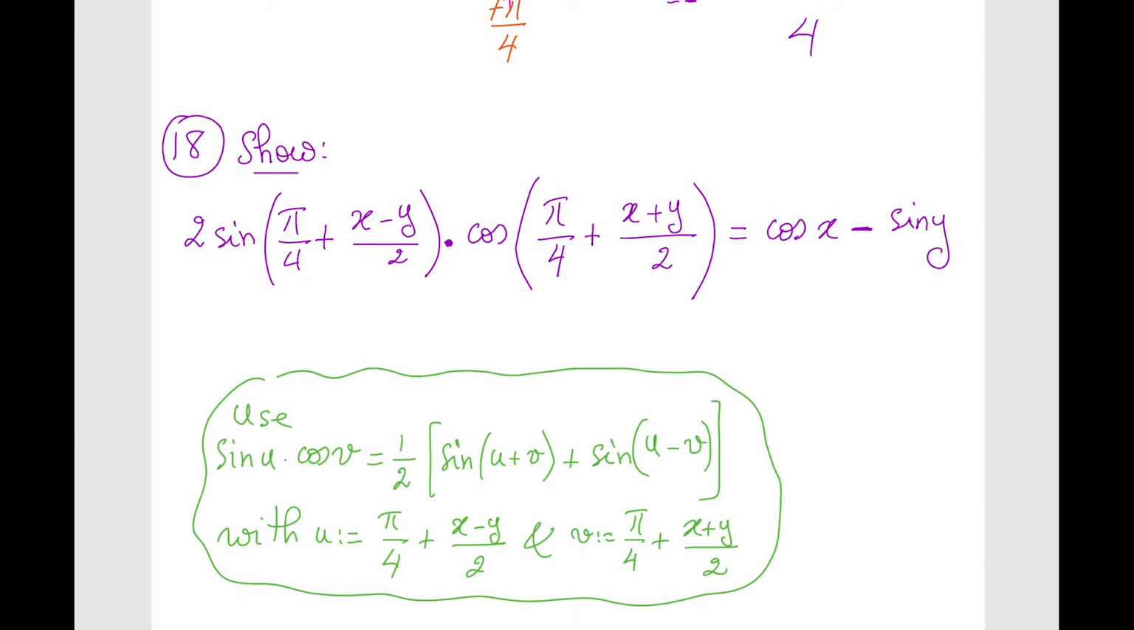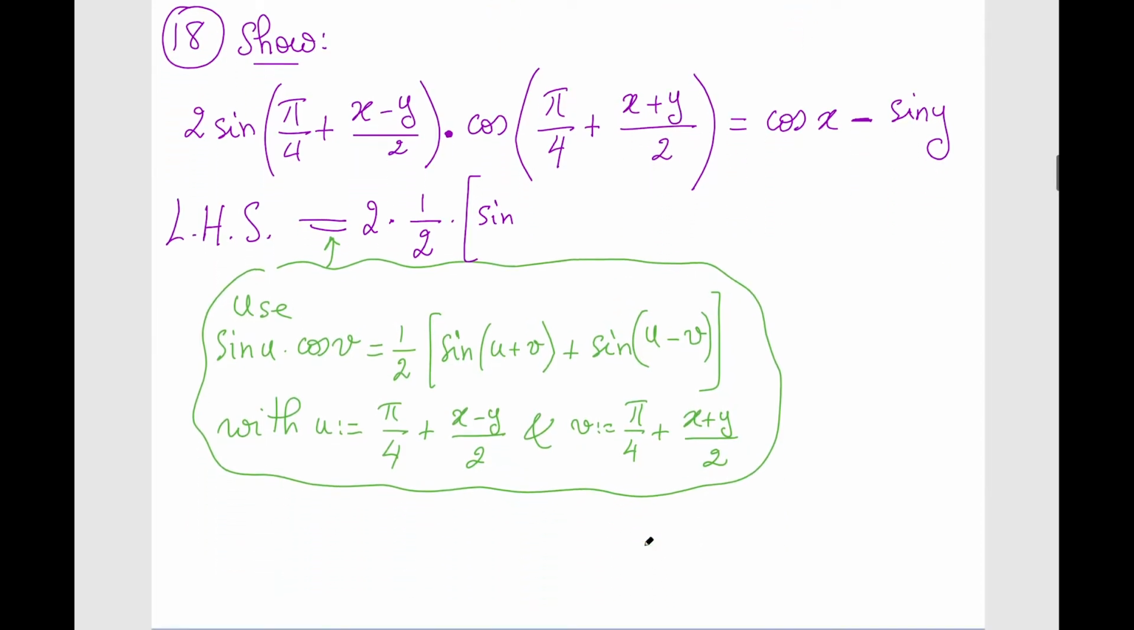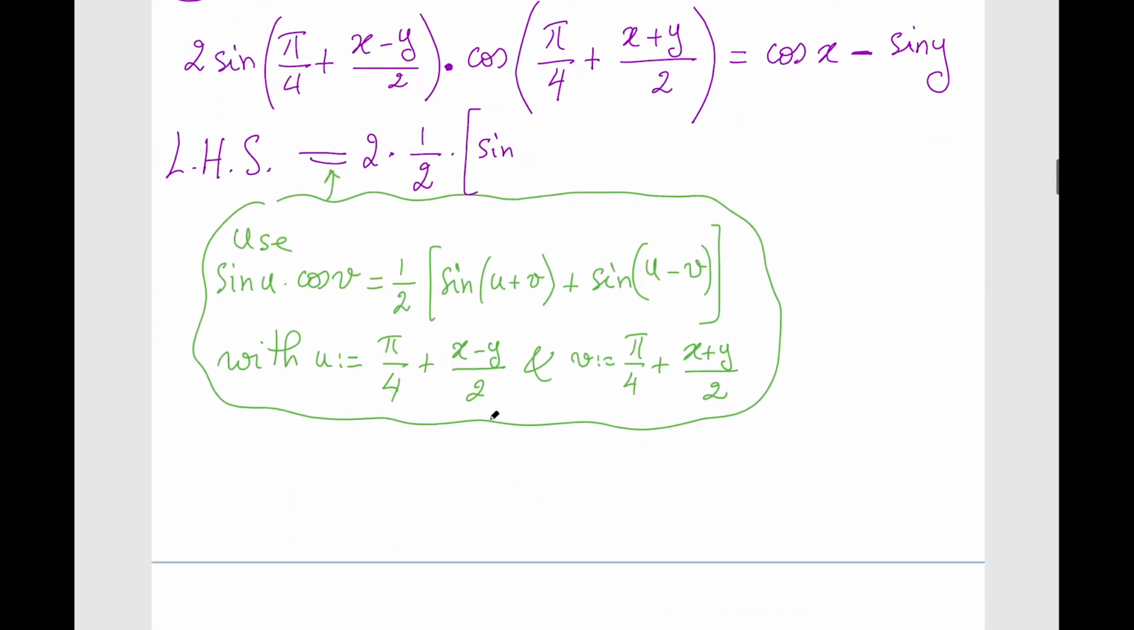So the left-hand side is equal to, because of this cloud that we just talked about, we can write this as 2 times, this 2 is still there, 2 times the half, right? So the half is going to come from this product, so 2 times this half times the bracket sine of u plus v, so sine of u plus v, right?